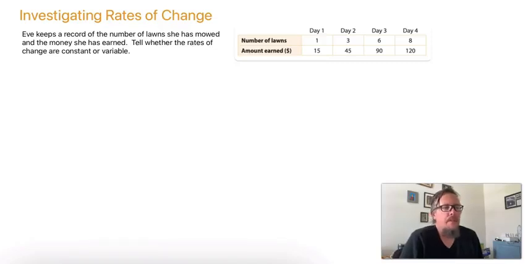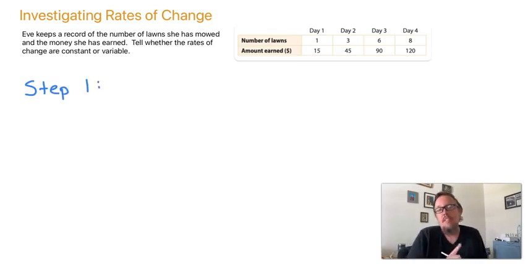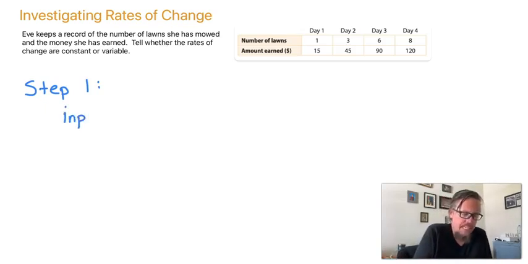Eve keeps a record of the number of lawns she has mowed and the money she has earned. Tell whether the rates of change are constant or variable. So to tell what the rate of change is, the first step we need to do, step number one, is identify in the problem what is the input and what is the output. What is the value that is going into our function and what is the value that is coming out of it? So in this problem, the input is the number of lawns that we're mowing.